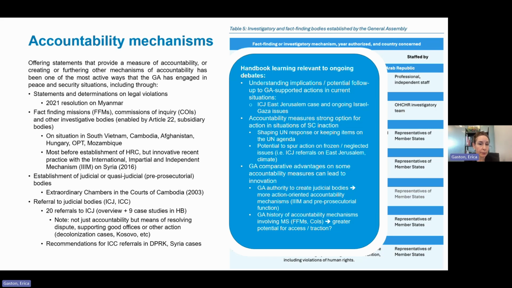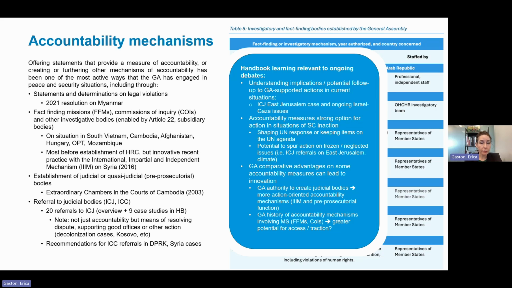International Impartial and Independent Mechanism on Syria in 2016, which was super interesting because not only is it a fact-finding mission, but in part because the GA has this slightly greater authority to create quasi-judicial or judicial bodies. It goes a little bit beyond a traditional fact-finding mechanism. It has a pre-prosecutorial function in terms of supporting prosecution. So it's a little bit more of an accountability mechanism with teeth to it.